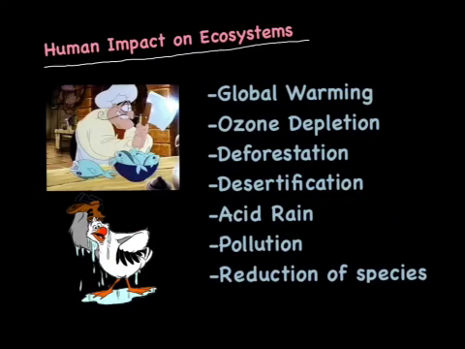Now on to human impact on ecosystems. Humans have a great role on ecosystems. They've contributed to global warming, ozone depletion, deforestation, desertification, acid rain, pollution, and the reduction of species.